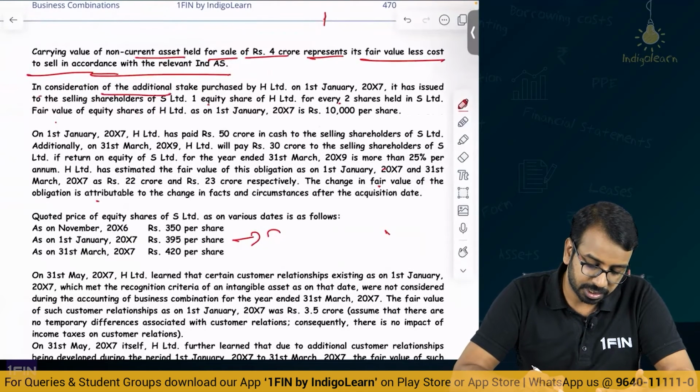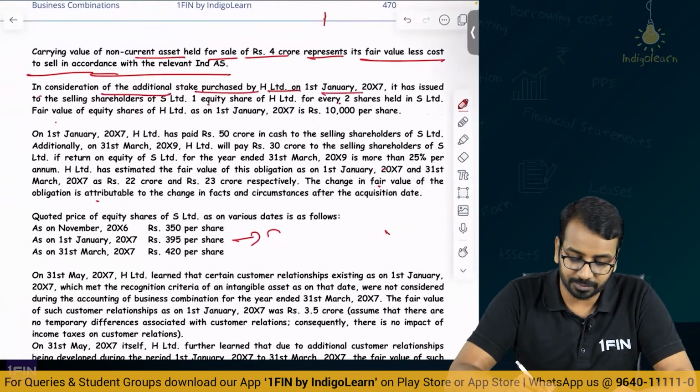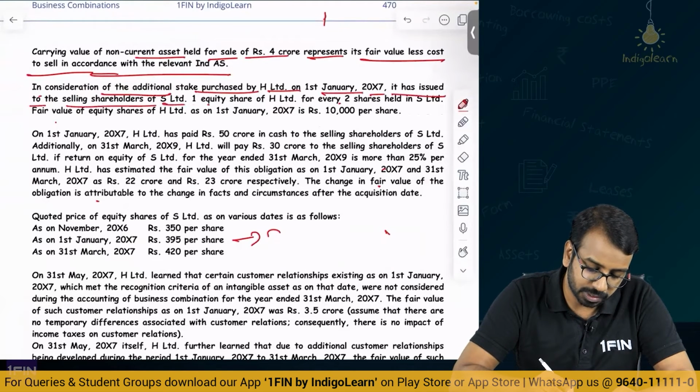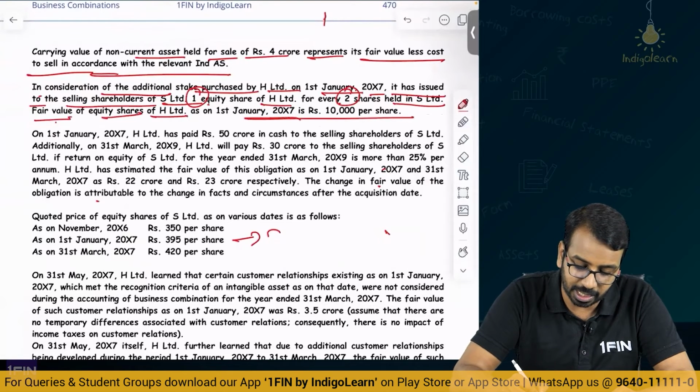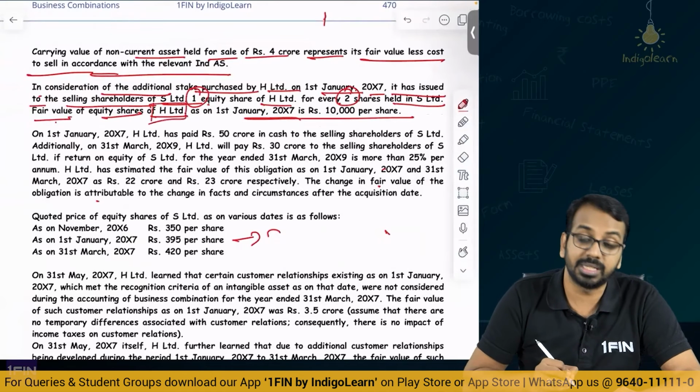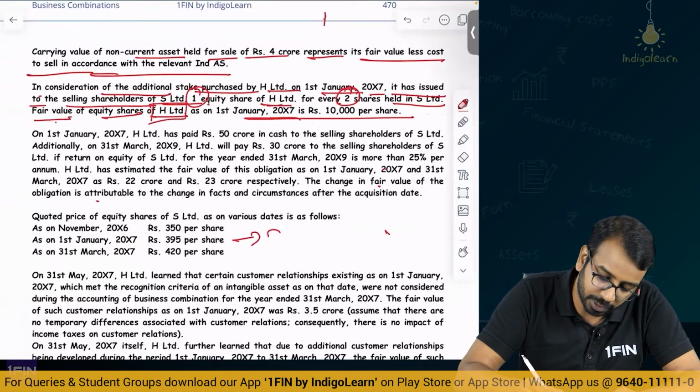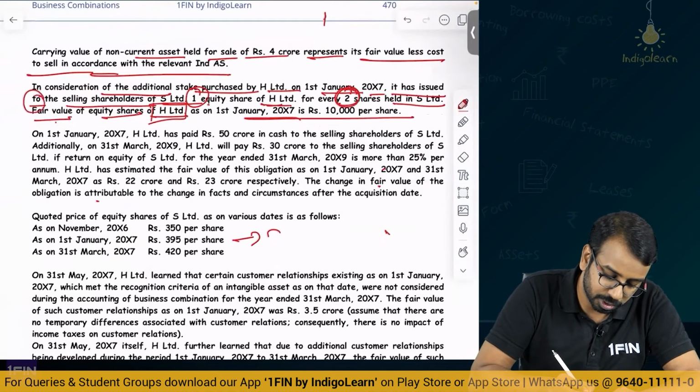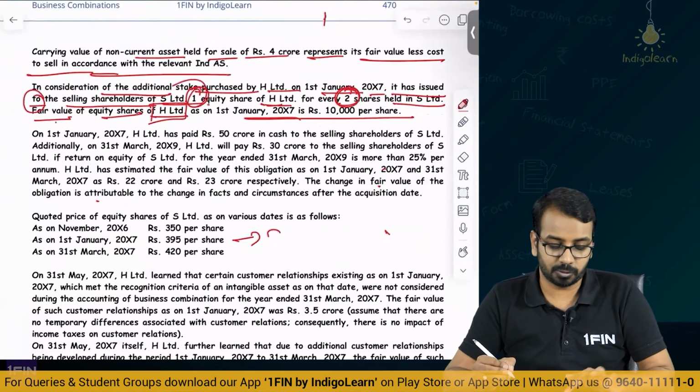In consideration of the additional stake purchased by H Limited on January 1st, 2007, it has issued to the selling shareholders of S Limited 1 equity share of H Limited for every 2 shares held in S Limited. Fair value of equity shares of H Limited is 10,000 per share. So fair value of H is 10,000. H will issue for every 2 shares, how many shares? 1 share.